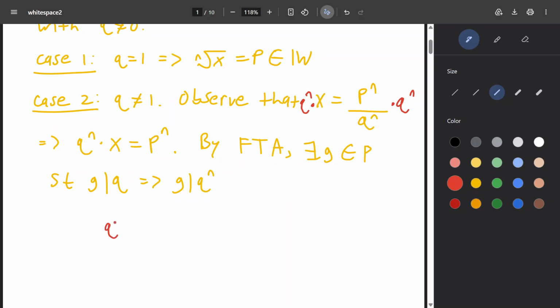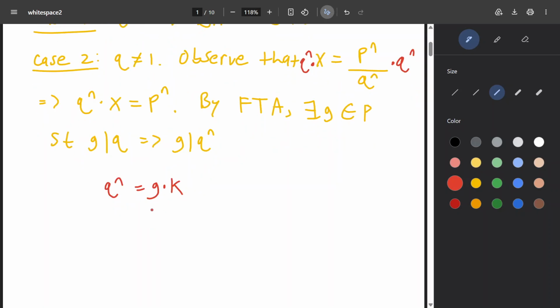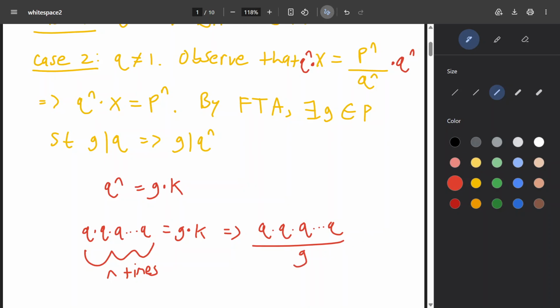Because think about it. If you have q to the n, and we know that there exists a k in the naturals such that q to the n equals g times k, well, this is the same thing as saying that q to the n, you can just multiply q by itself n times, right? This is equal to g times k. Let's divide each side by g. So we know that if k really is a natural number or even a whole number, then g has to divide one of these q's, right? And if q truly is the same number, if it divides one of them, then it also divides all of them. So moral of the story, if g divides q, then necessarily it divides q to the n.